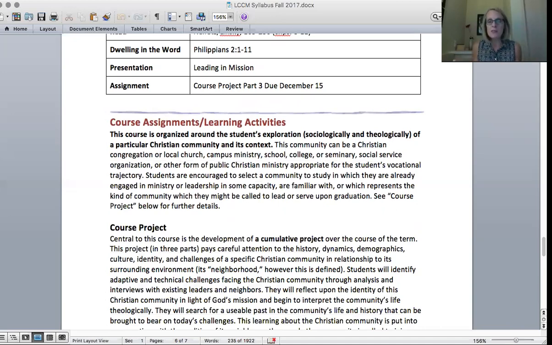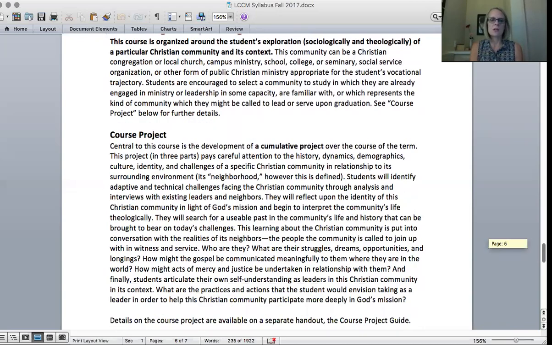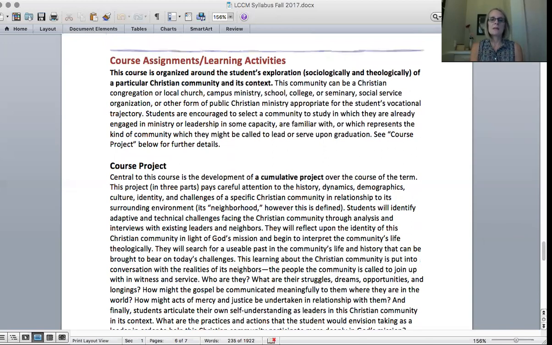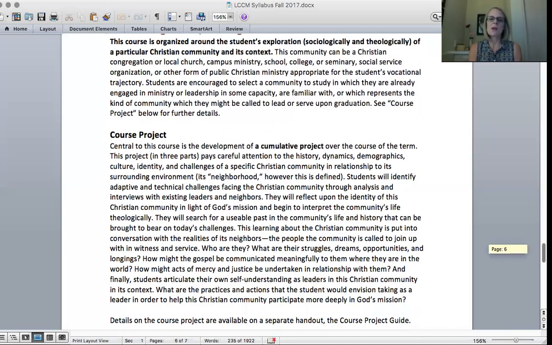The cumulative project is this 3-part paper, 3 different pieces that will go over the course of the term. The first part of that is to look internally at the community. The second is to look externally at the community. And the third is to interpret it theologically. What might this mean? And when we get to the course project video, I'll say more about each of those parts. And it's very laid out what those project entails.